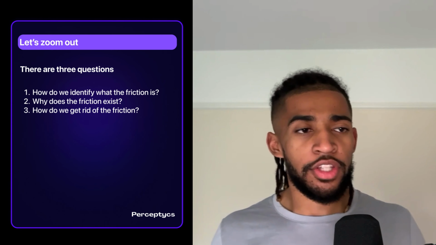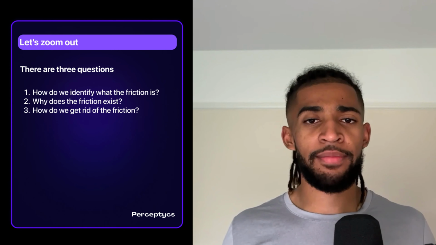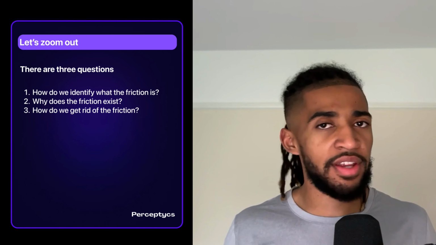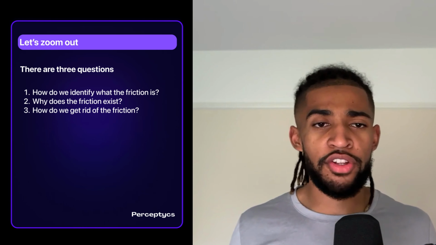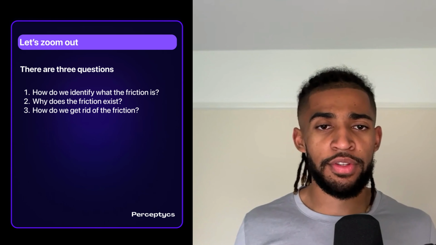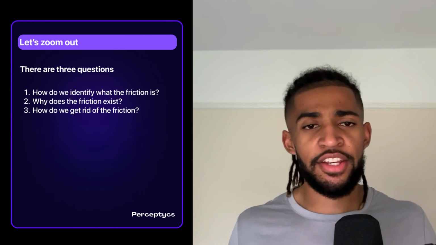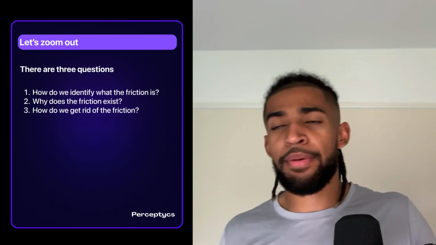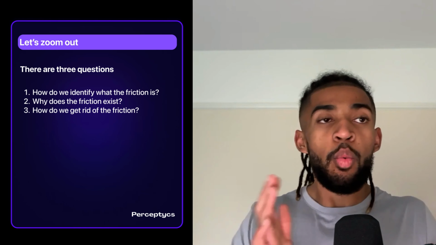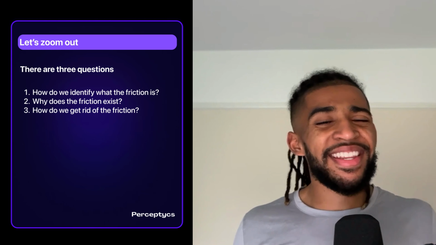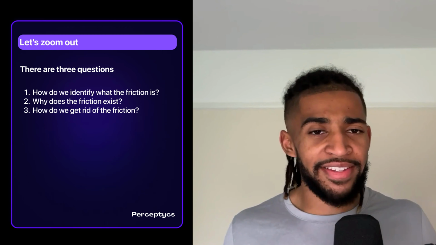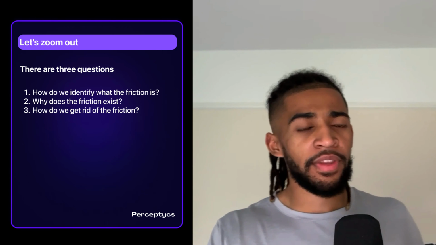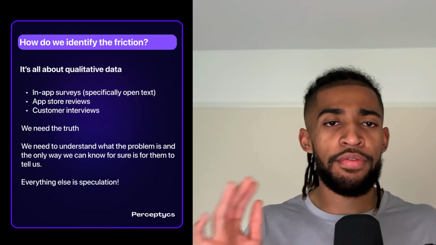Now, simply put, spotting friction is easy, right? Seeing that there is some friction present is easy. Our conversion rates are low. We have lots of drop-offs. Something's broken. It's easy to do that, right? You can compare your app metrics to benchmarks to identify where friction might be present. But that doesn't tell us what the friction is, or why it exists, or how to get rid of it. How do we actually identify what the friction is?